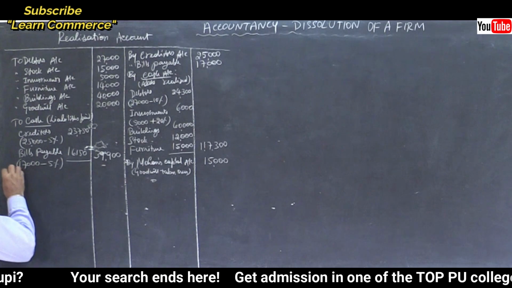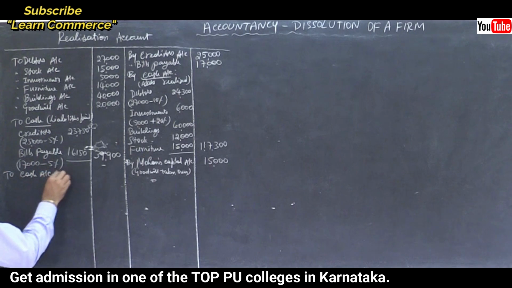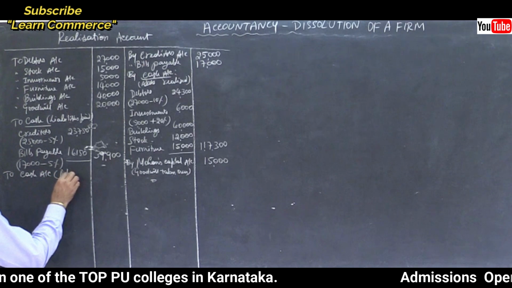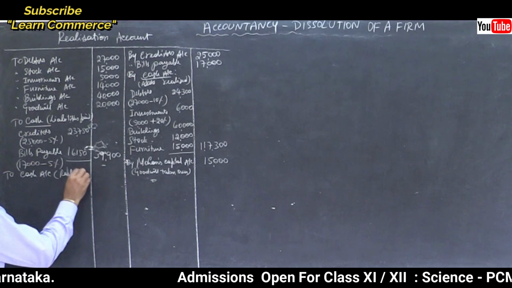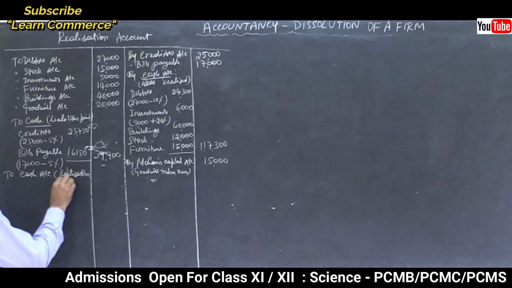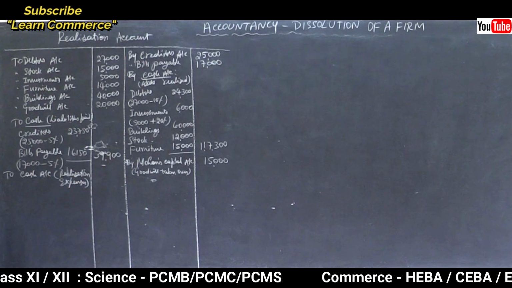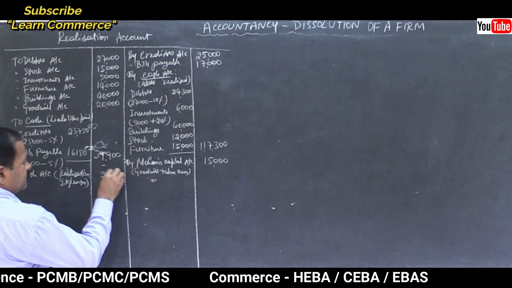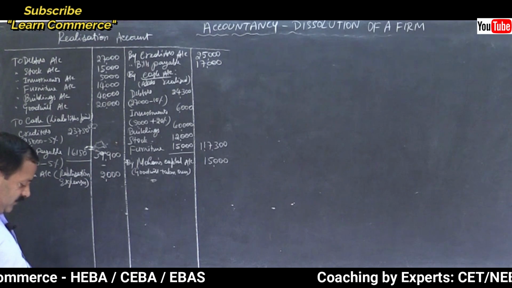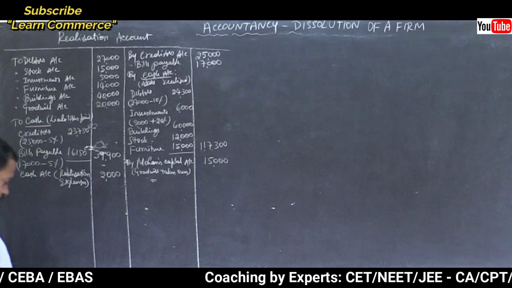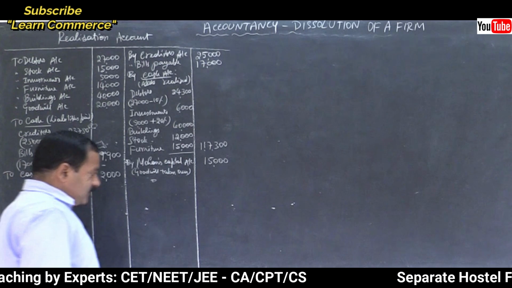Cash account. Realization expenses. How much is it? 2,000. Write it. 2,000. Then anything else? No, nothing. So close it.